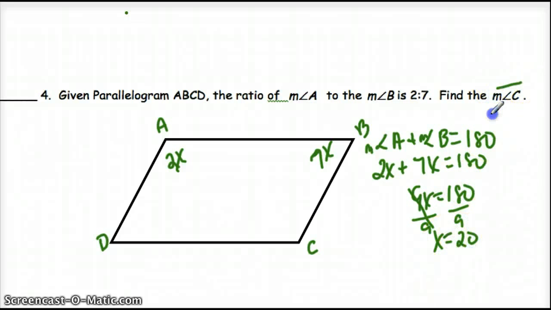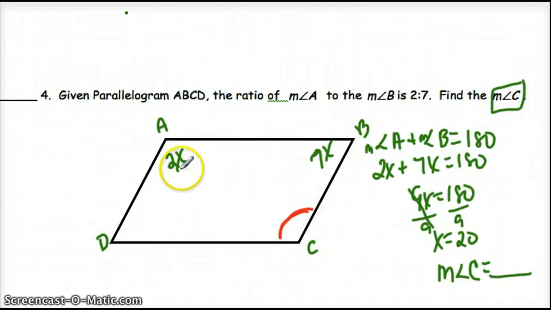Now, the question is asking, find the measure of angle C. So we're not done yet. X is not our answer in this case. Well, here's the relationship I know. I know that these 2 are supplementary, and these 2 are congruent. So opposite angles are congruent. So if angle A is 2x, instead of x we can substitute in 20 now, it's 40. So angle A is 40, which means angle C is 40, using the property opposite angles are congruent in a parallelogram. The measure of angle C is 40 degrees.